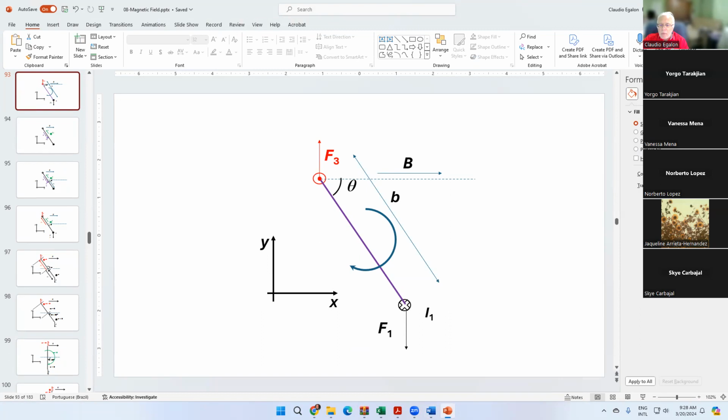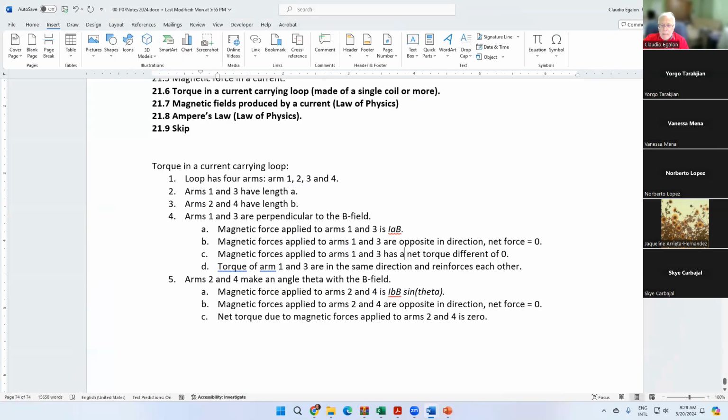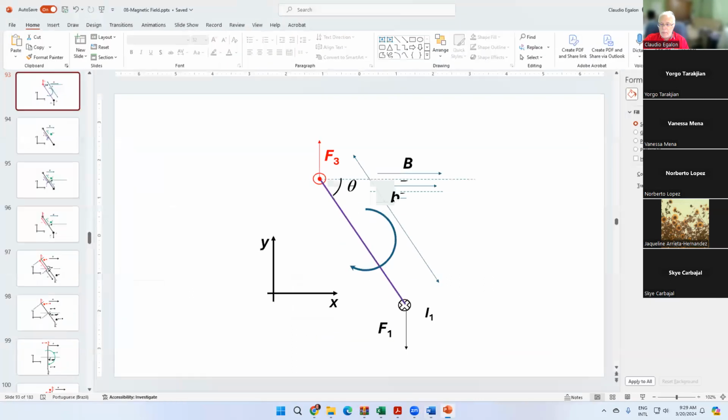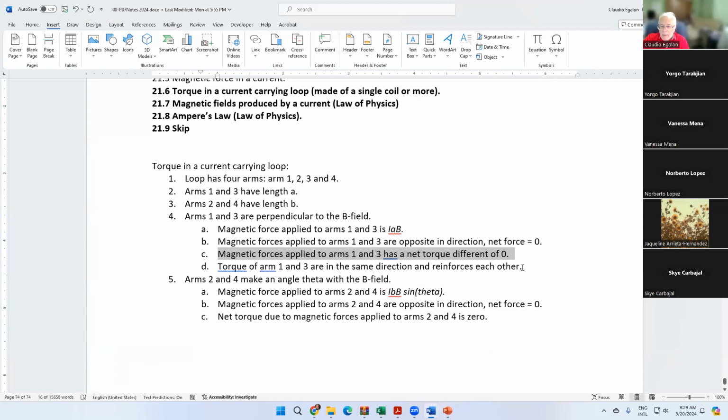Arms 2 and 4, let's see. Net torque different from 0, yes. And the torque is going to be given by: net torque is going to be 2IAB sine of theta. Yeah, like that.